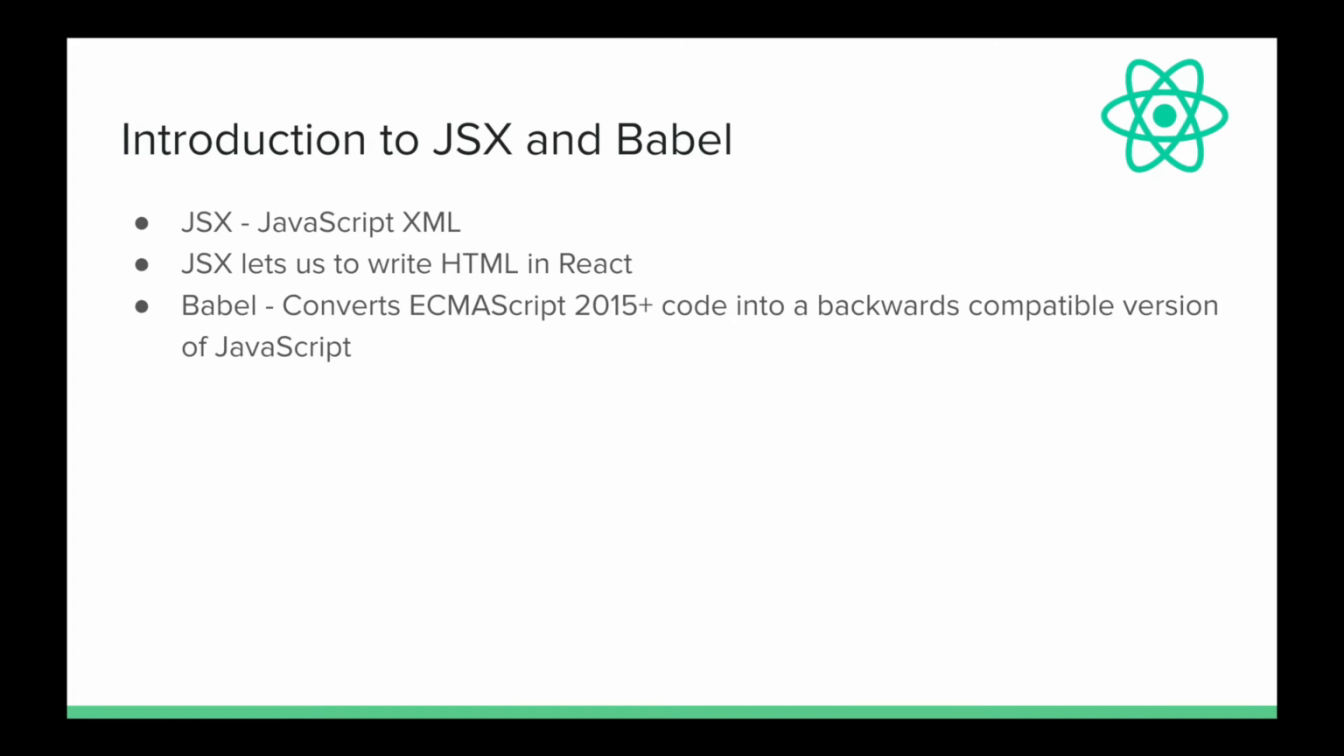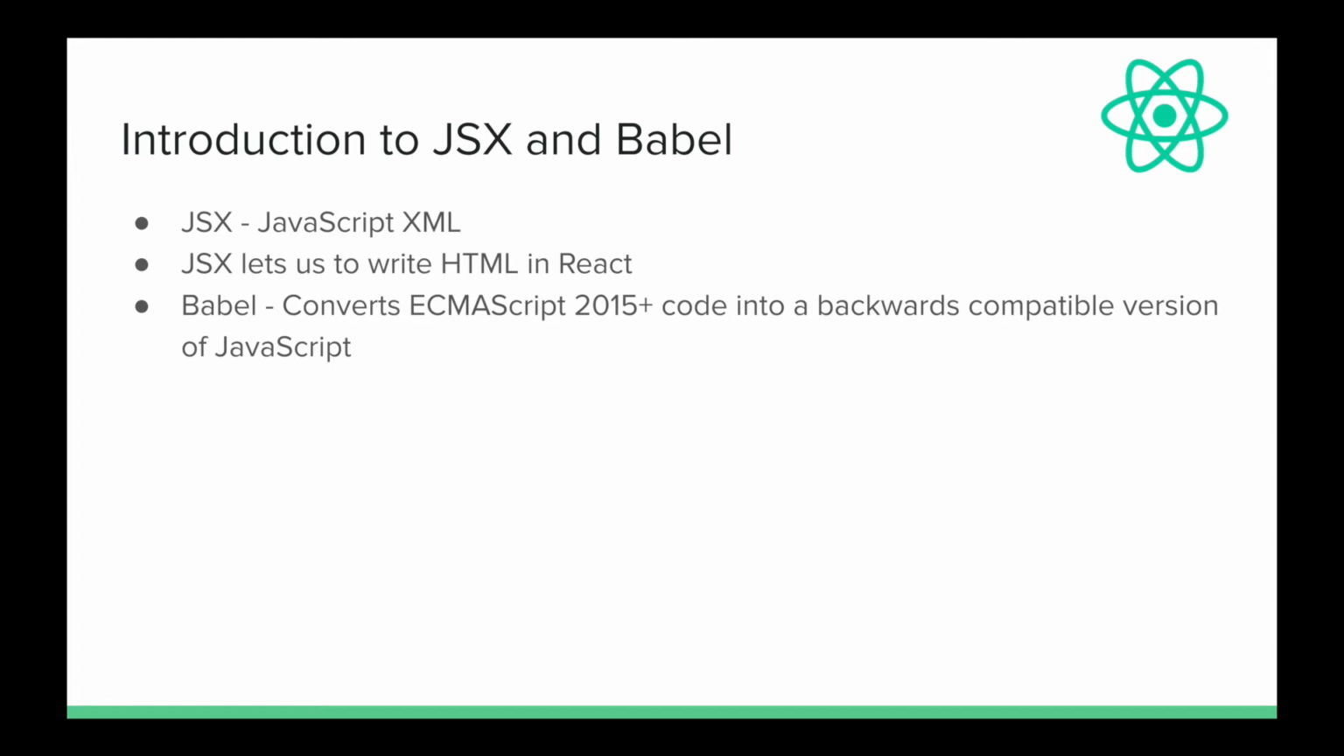Babel, on the other hand, converts ECMAScript 2015+ code into a backward compatible version of JavaScript. So it will take the code that you have written and try to convert it into createElement tags in React. It helps you quite a lot to write all this code, converting that JSX into React code. So it's kind of a compiler for you.